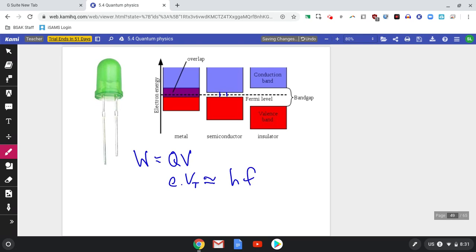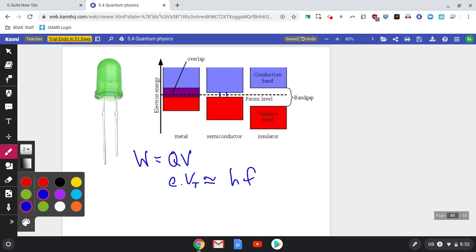Now in reality, there's some energy lost at this junction, in this process. So there's a little constant, a little bit added here.